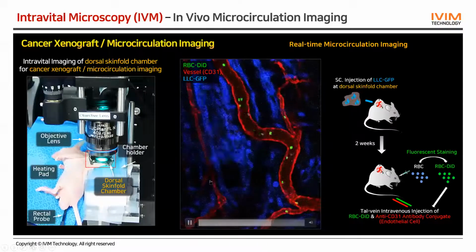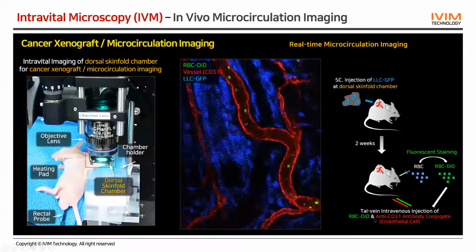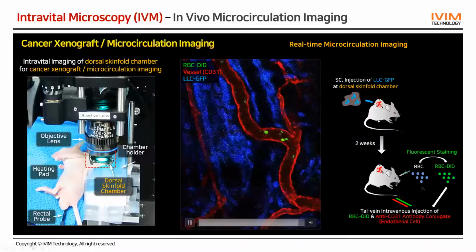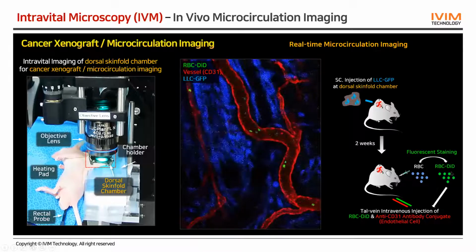And the red color is actually the blood vessel and the endothelial cells. They are labeled by an anti-CD31 antibody conjugate, which was intravenously injected through the tail vein. It systemically circulates through the blood vessels and labels all the endothelial cells in the body. At the same time, we inject a small number of red blood cells after prelabeling. And this is real-time, 30 frames per second imaging.